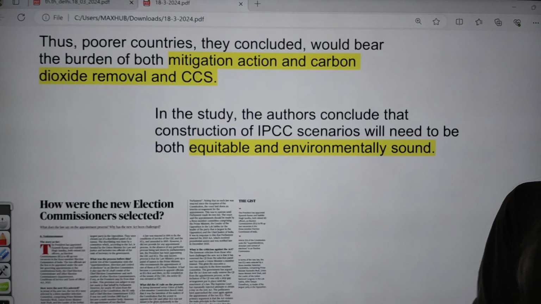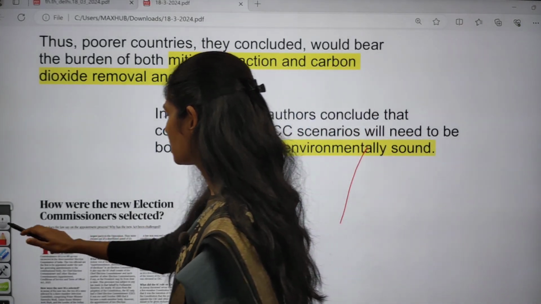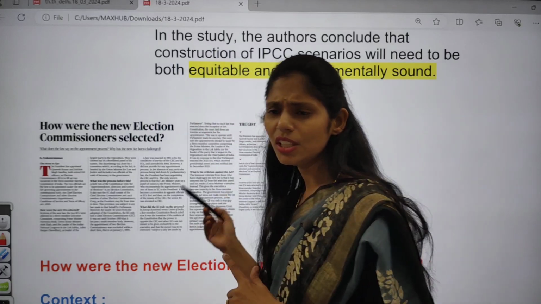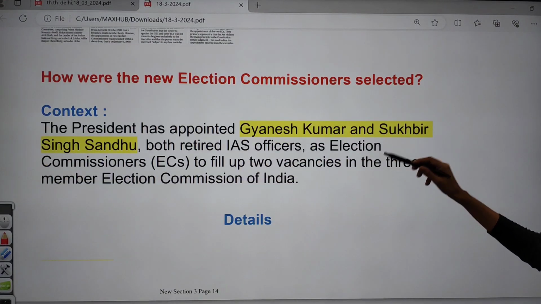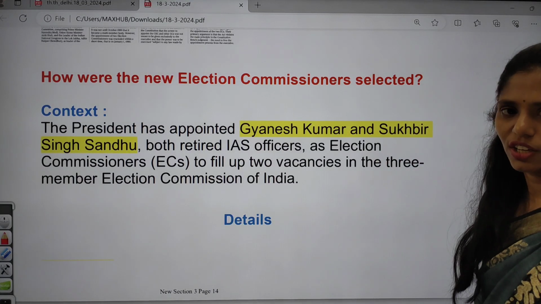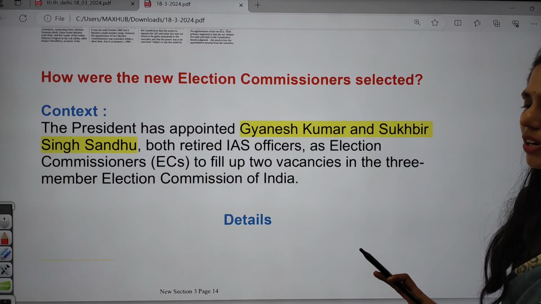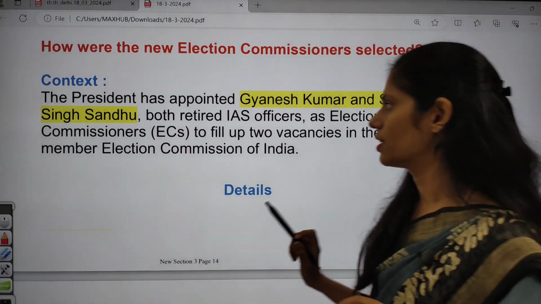Okay, so this is about this topic, and next one, it is about how the new election commissioner is selected. Again, this is a very important topic for prelims. So you can expect a prelims question regarding election commissioners, the appointment process and criteria for the selection committee, etc. So you have to go through this topic well. 100% you can get a question.